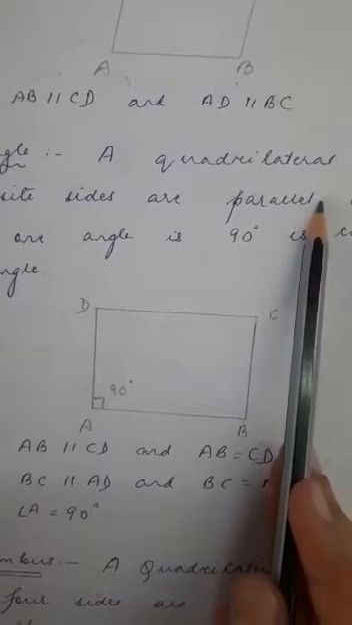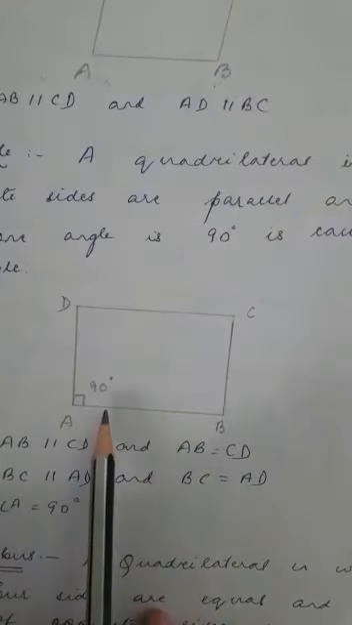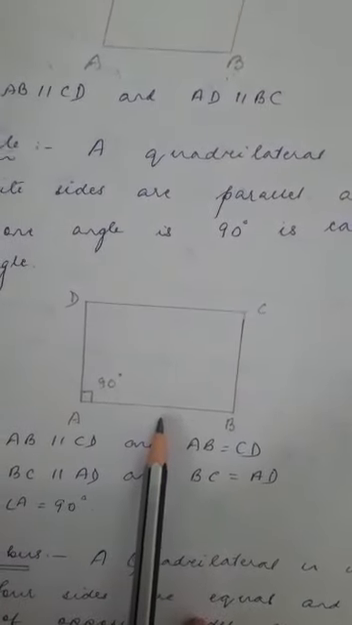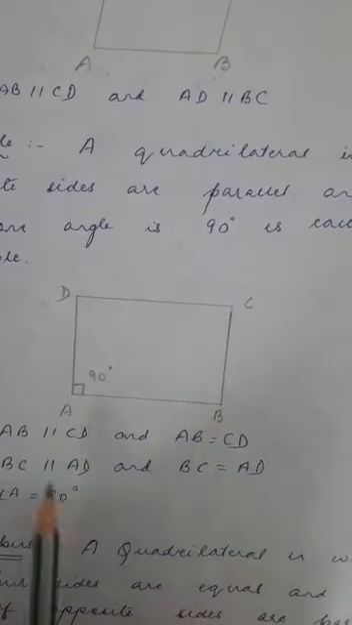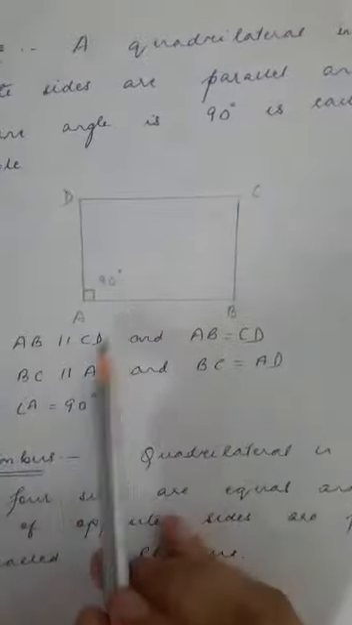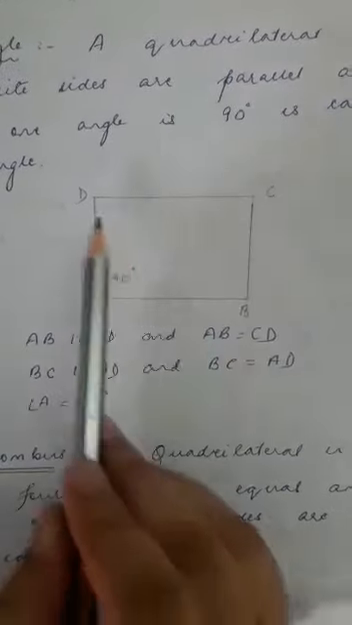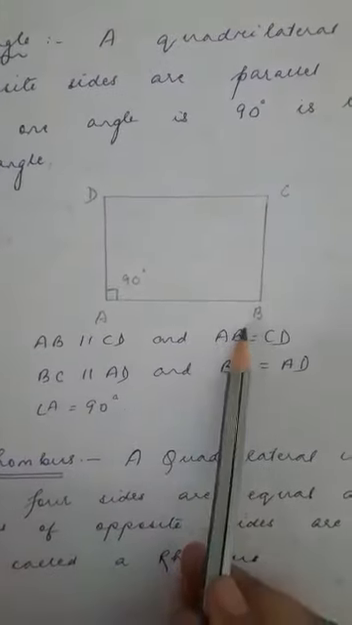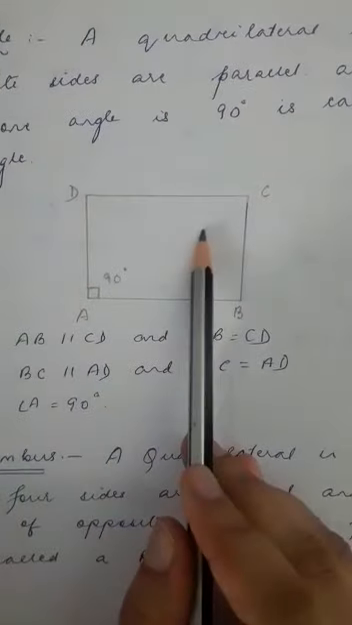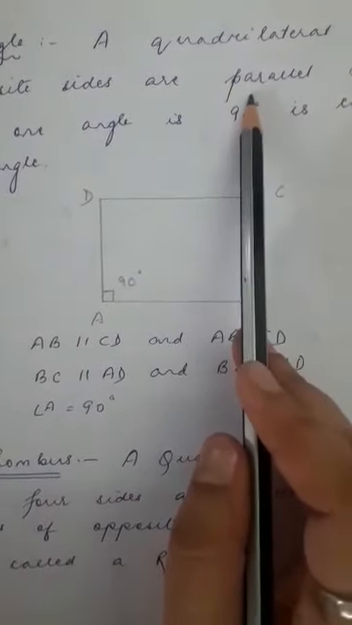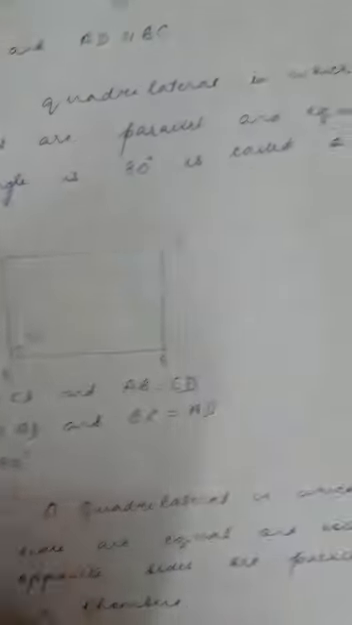It is also a quadrilateral in which opposite sides are parallel and equal and one angle is 90 degrees. Mind it, here it is not only parallel but it has to be equal also. So in this figure, we see here AB is parallel to CD and AB is also equal to CD, because it is said here that the opposite sides are parallel as well as equal.